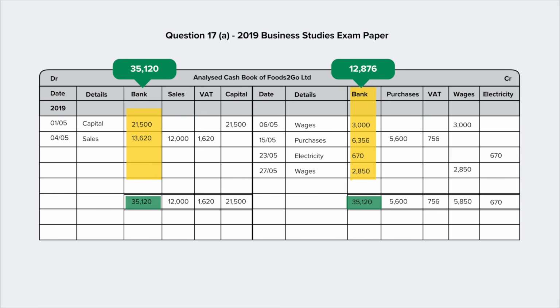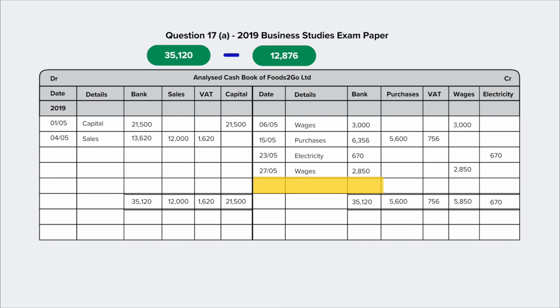Our balance carried down is the amount of money left over at the end of a period that will be carried forward or brought down to the next period. To find this, we look at our figures again. We took in €35,120 in money in May and spent €12,876 in May. Now our balance carried down is what is remaining in the month. Essentially what we have left.